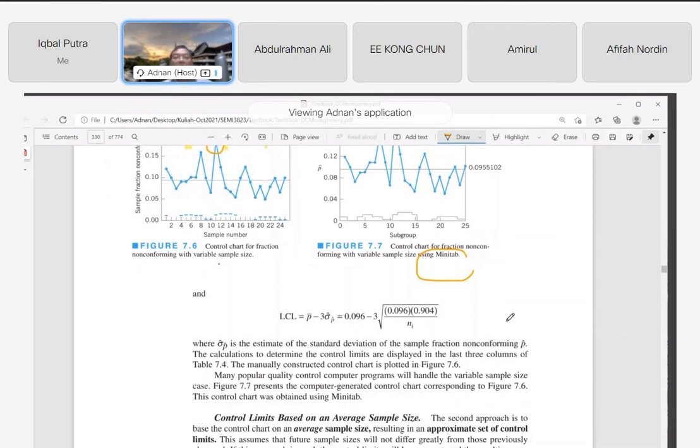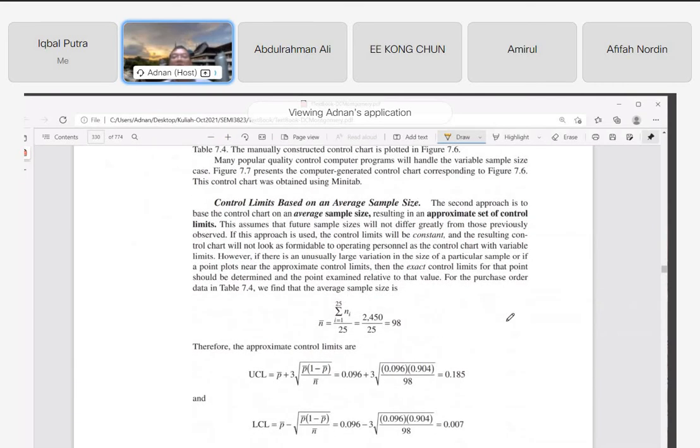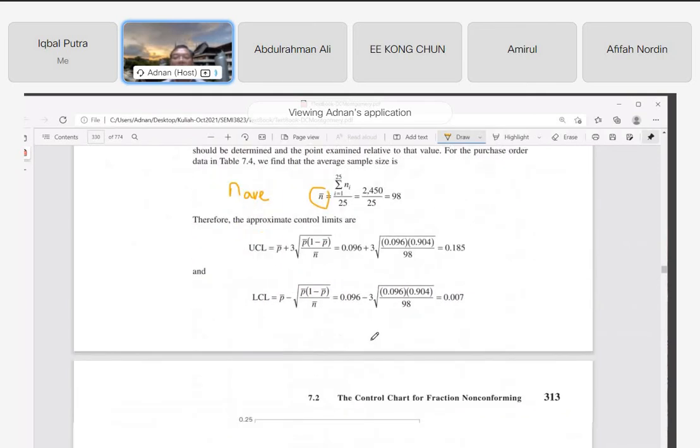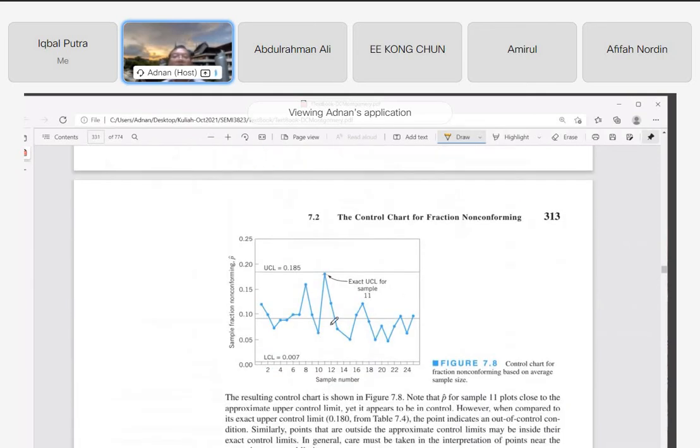Another way of solving variable sample size is to take the averages. Average sample size. You see just now the sample sizes are different. What you can do is take the N average instead of the individual N. So what we have here is only one line. This is based on N average. We just take the average of the N values and we plot only one line.